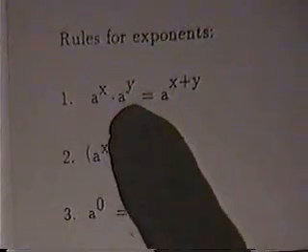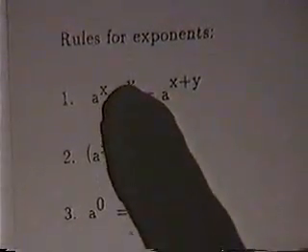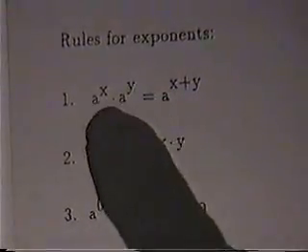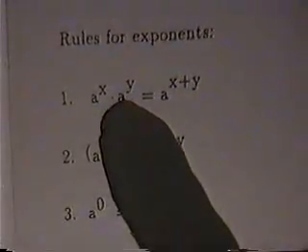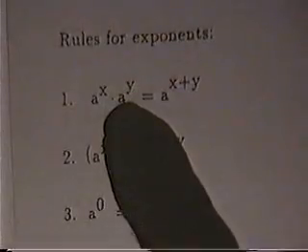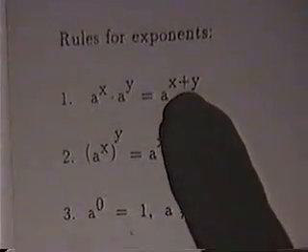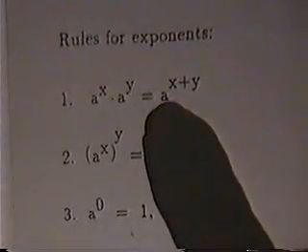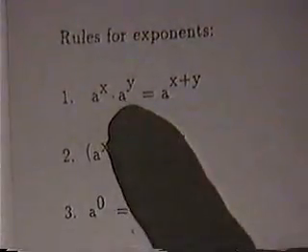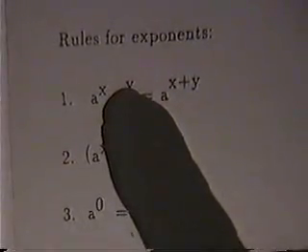If the bases are the same, that A is the base, that's the exponent. If the bases are the same when multiplying, you only add the exponents. Do not multiply the A's. What the X and Y is telling you is how many A's.